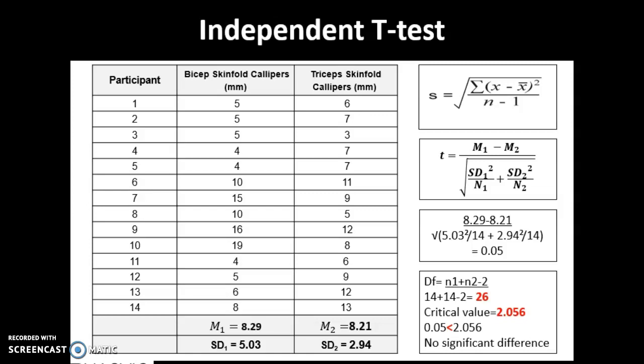The degree of freedom for this is n1 plus n2 minus 2, which gave me 26. The critical value for this test is 2.056 when the degree of freedom is 26, and the level of significance is 0.05. This tells me that there is no significant difference as the t-value is smaller than the critical value. The t-test tells us whether there is a statistically significant difference between the mean values of two data sets. The independent t-test is only used when two different samples are used and the parent population is assumed to be normal, which shows that it is a parametric test.